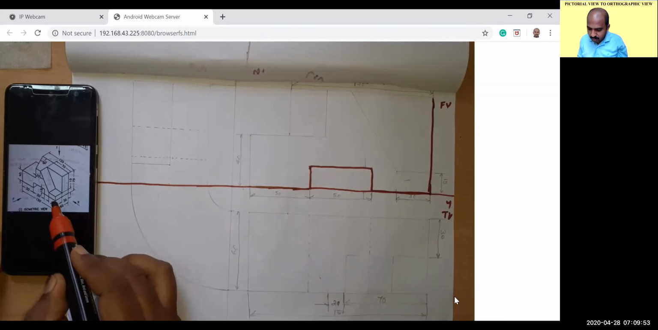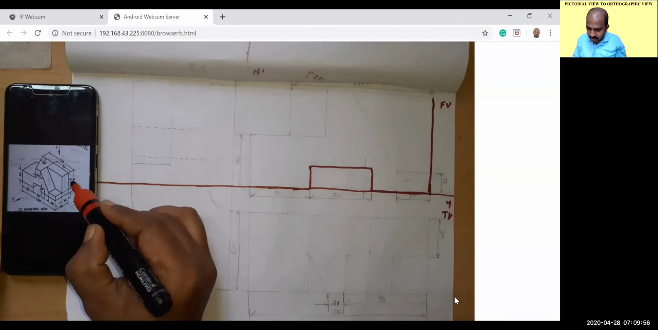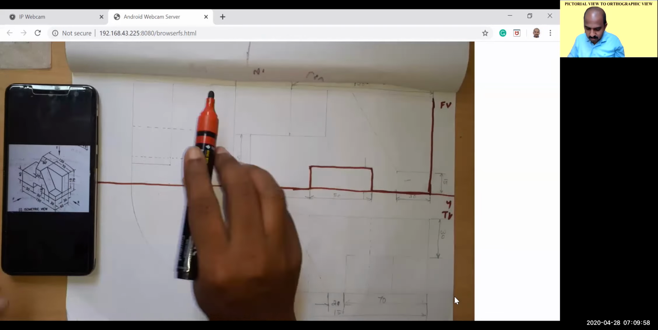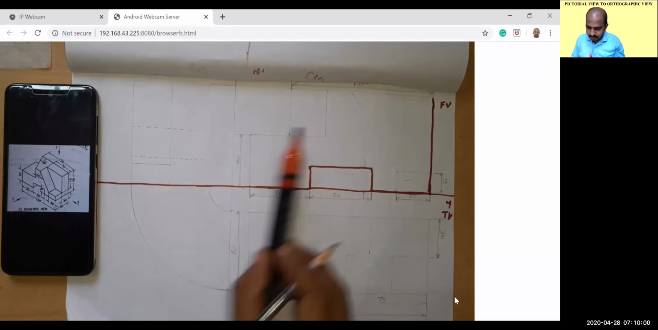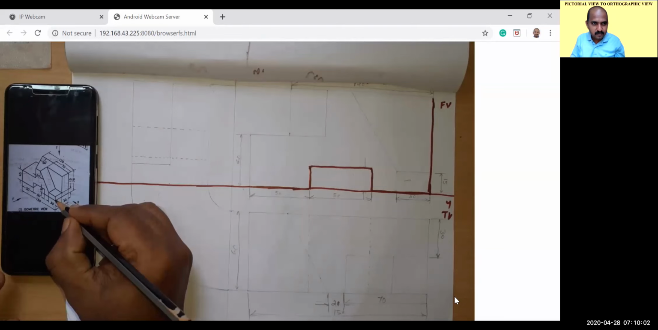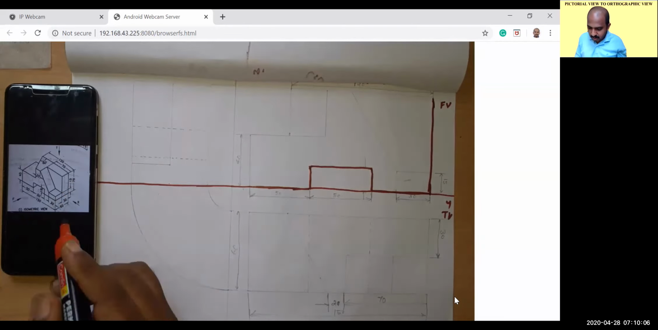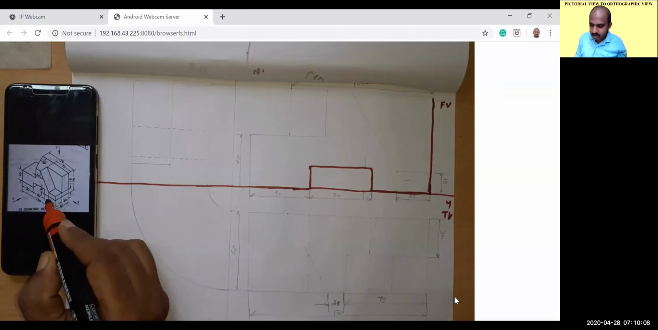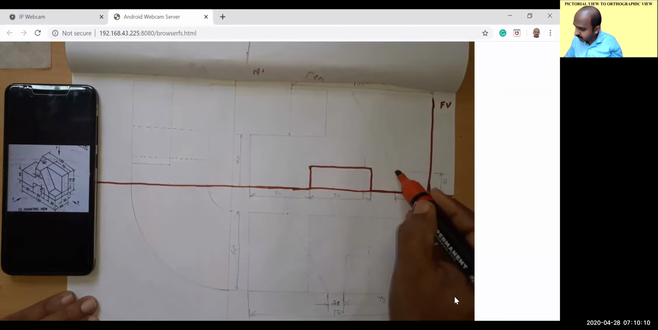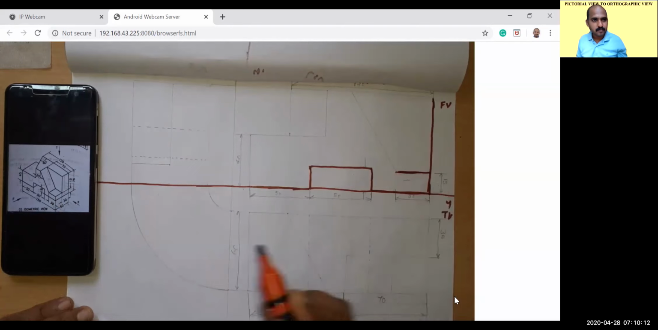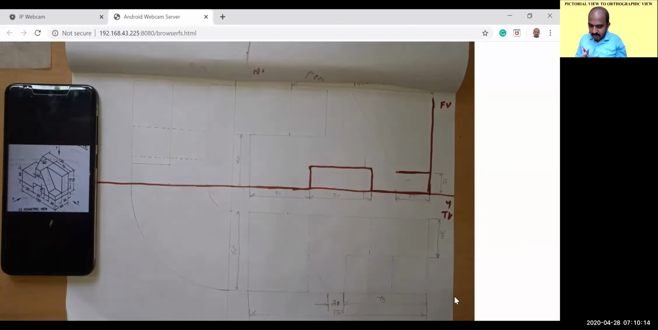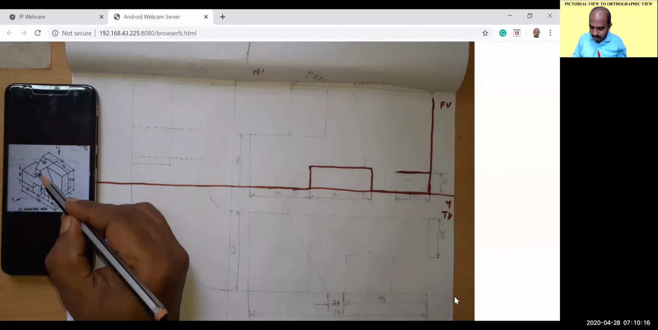Up to the cutting is shown. What is that height? 15. It is shown here. What is the length of that? It is 30. So here is the 15 line. Then you can see one inclined line when you are looking from the front.